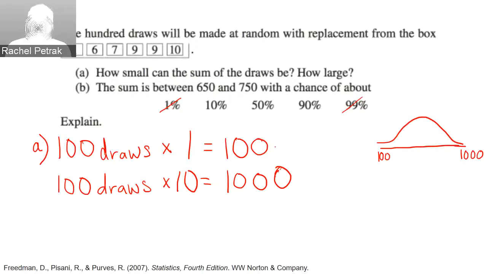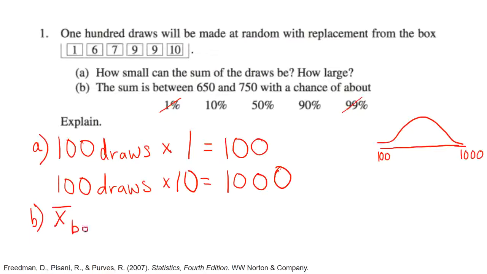So here we have the sum between 650 and 750. So what values do we need to solve this problem? Well, just like before, we need to know the average of the box and the standard deviation of the box, and then we can get our standard error.